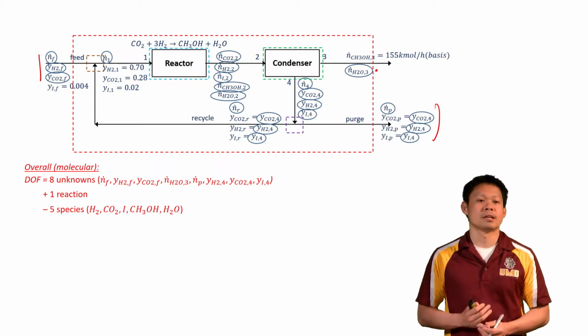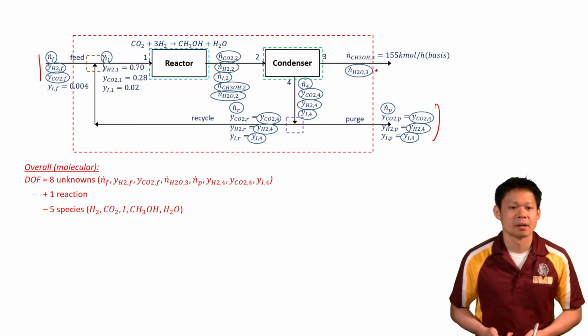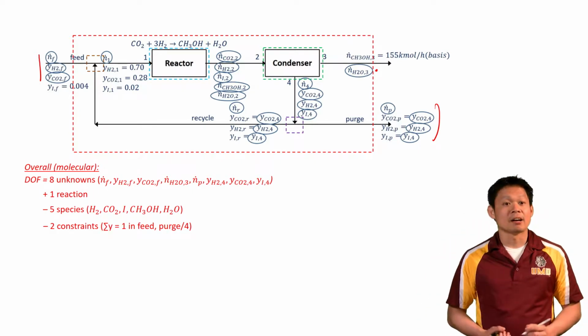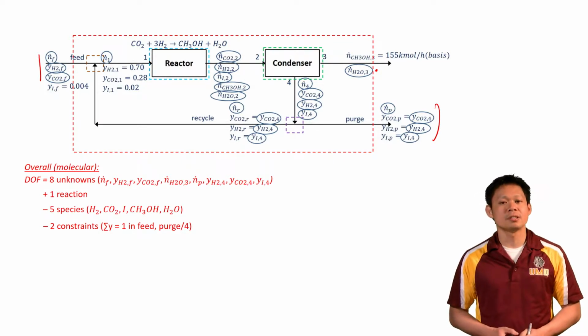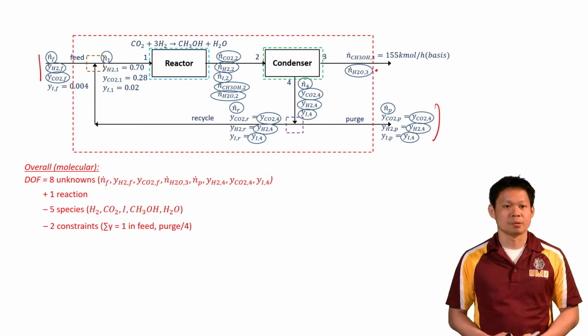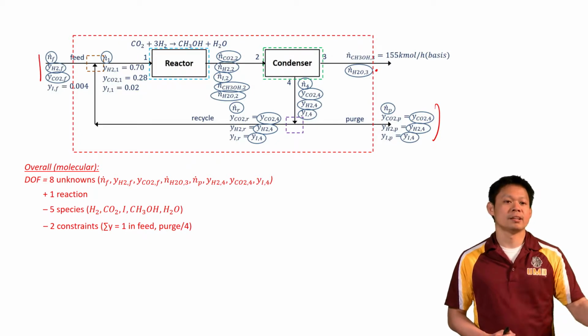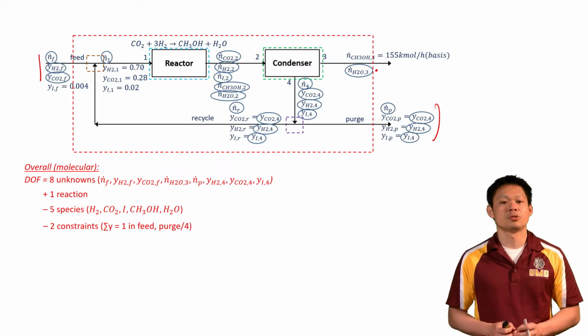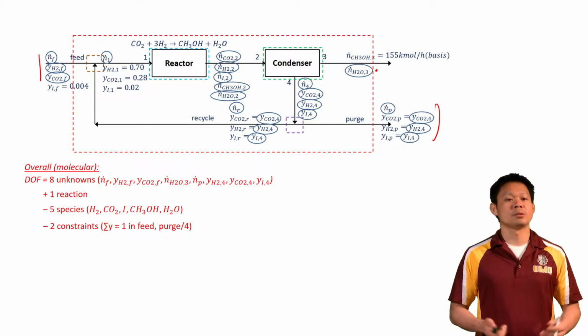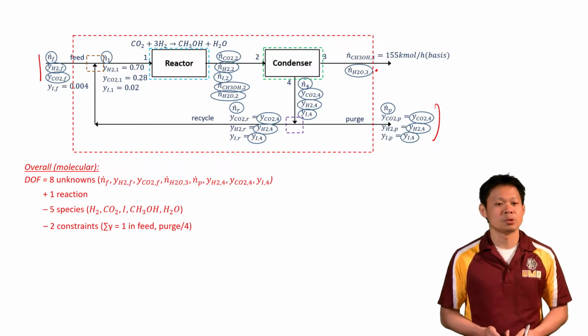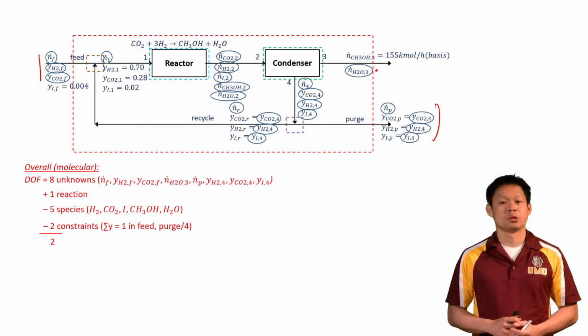And then we have our 2 products, our methanol and our water. All right, the next thing we have are constraints. Constraints are if we label something in terms of mole fractions, then the sum of the mole fractions has to be equal to 1. You see that in our feed stream and you see that in our purge stream. So we have 2 constraints. That's all we have in terms of information. So 8 plus 1 minus 5 minus 2, we have a degree of freedom of 2.